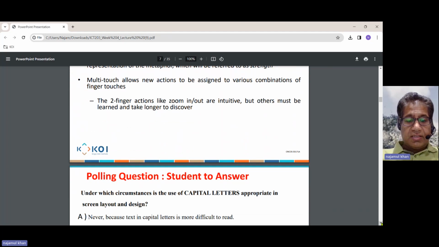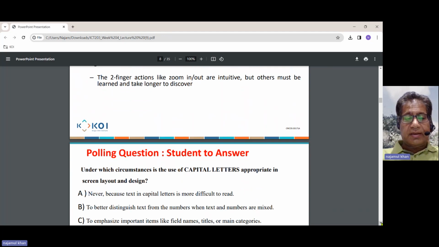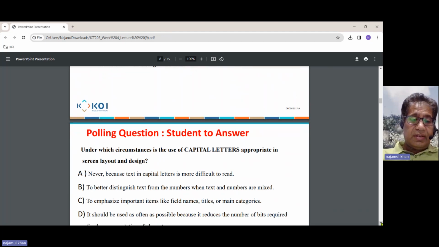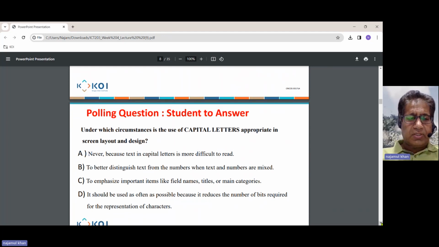Under which circumstances is the use of capital letters appropriate in screen layout and design? We all know that use of capital letters is sometimes considered to be rude or too harsh for some people. So I guess this is a question. We've got four options.